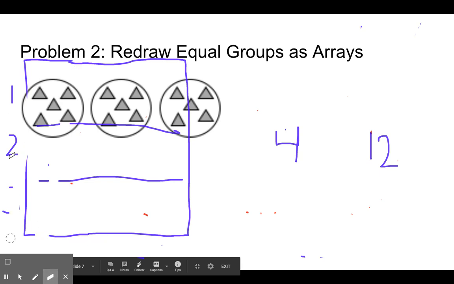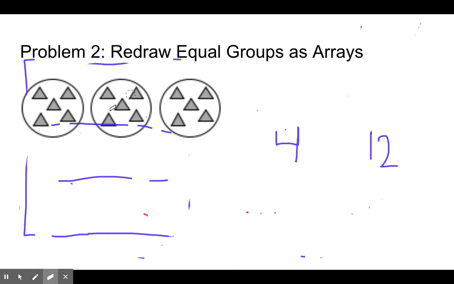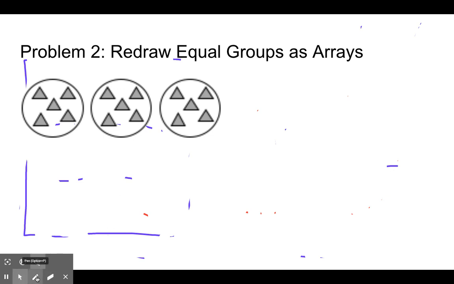All right, now, kind of like what we did with the lemons, I want you to look at what we have here and draw an array that would match these equal groups. So you're drawing an array to match this picture. All right, pause the video and hit play when you're ready to check your work.